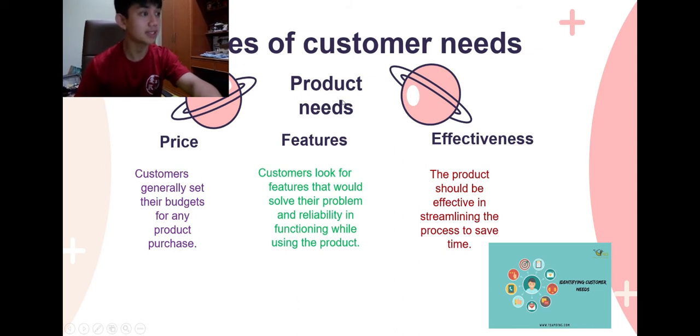First of all, we got price. Customers generally set their budget for any purchase of a product. Then features. Customers look for the features that will solve their problem and reliability in functioning while using the product. And effectiveness. The product should be effective in streamlining the process to save time. So this is the image to identify customer needs.